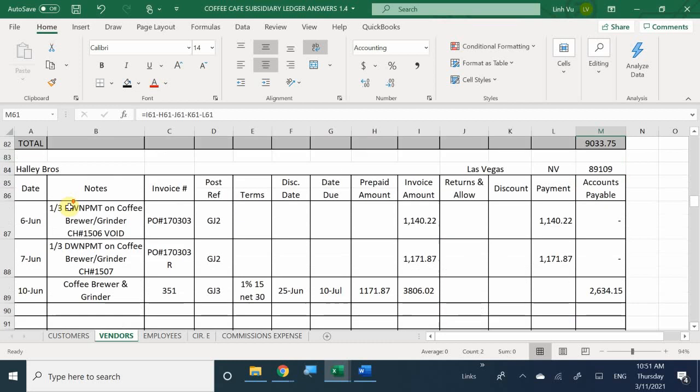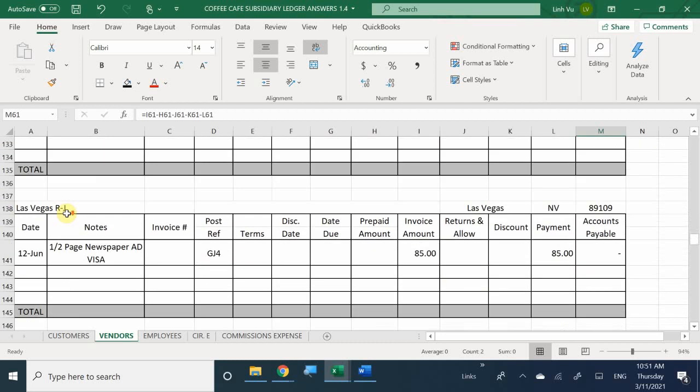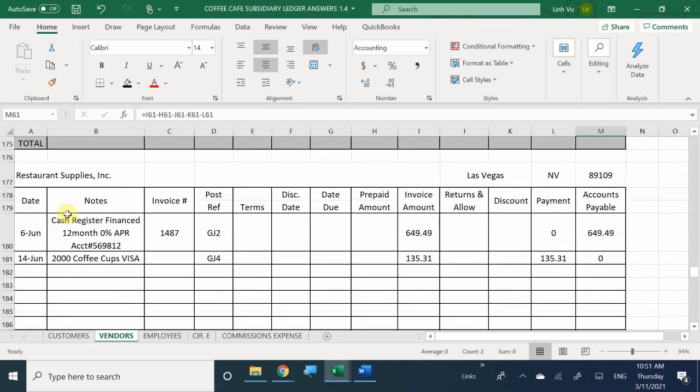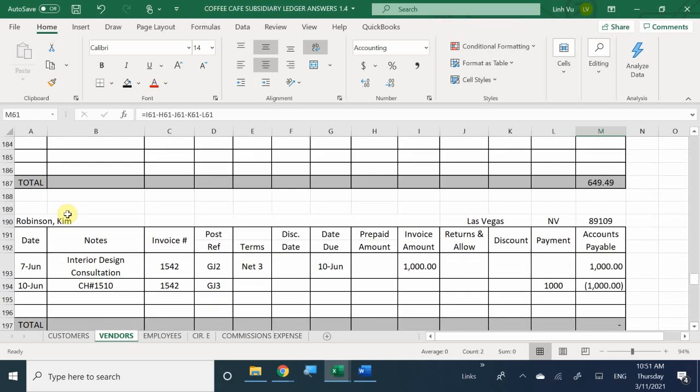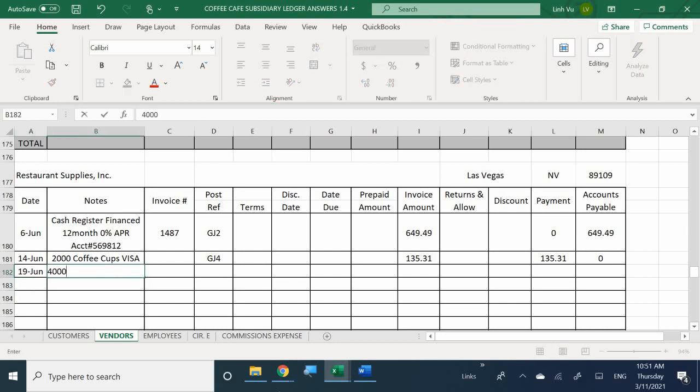Vendor subsidiary ledger under vendors, and this is restaurant supplies. So OPQR. Here you go, restaurant supplies, right? We purchased from them on the 19th a total of 4,000 coffee cups. And I also used my Visa credit card.